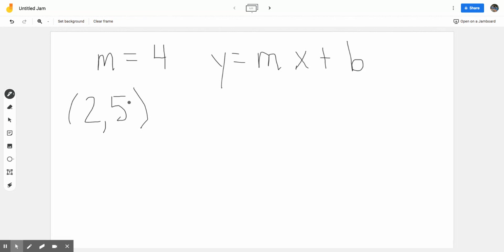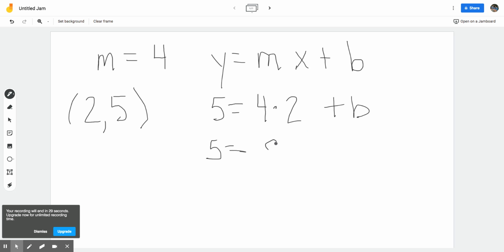Our y value here is 5, so I'm going to put that right there. Our m, our slope, is 4. Then we multiply that by the x value, so times 2, and then plus b. B, once again, is our unknown. That's what we're trying to find. So we would say 5 equals 4 times 2, which is 8, plus b.